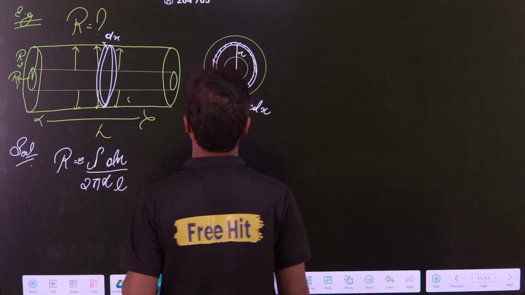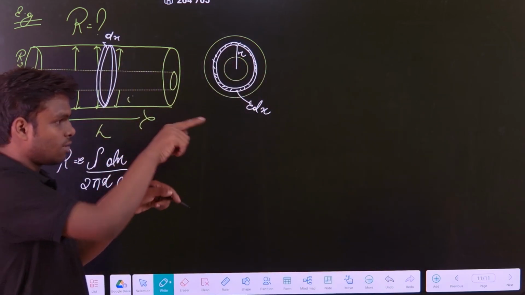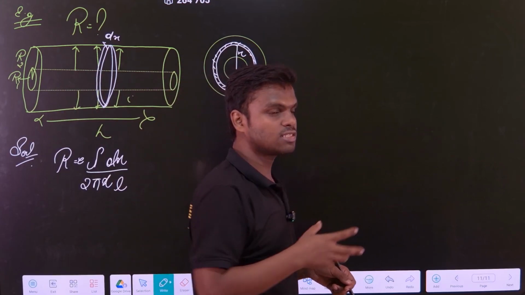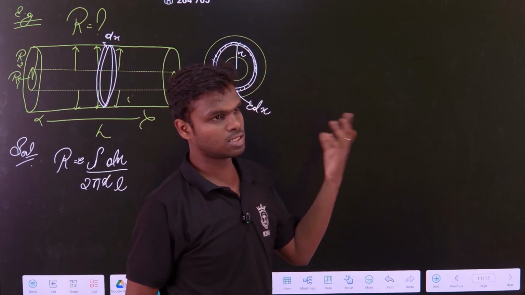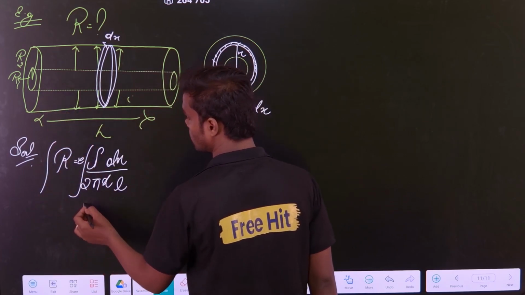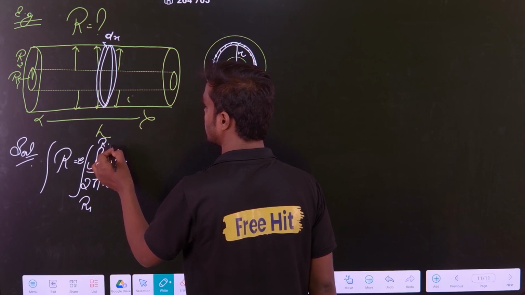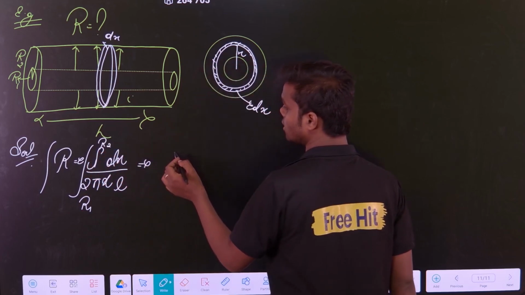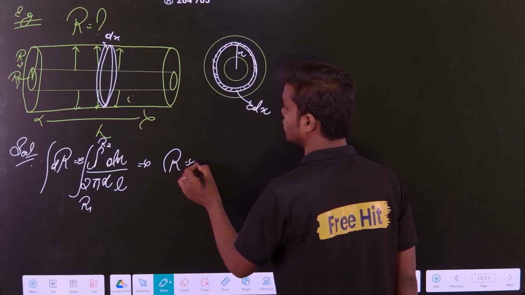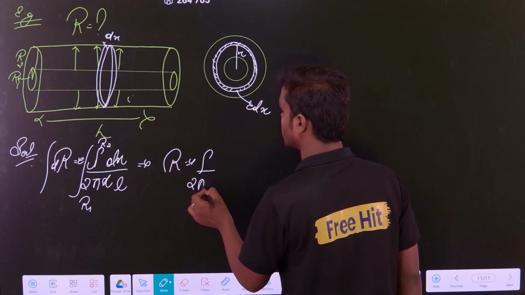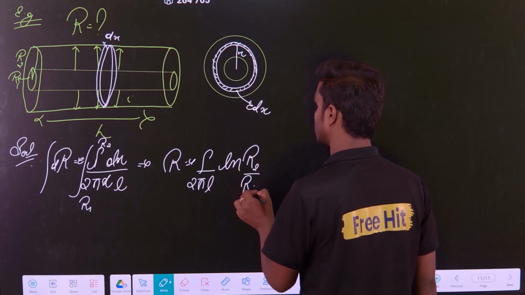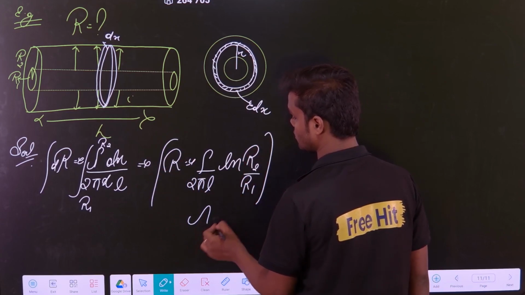Now what you have to do? Now you try to think. I will cut this number of strips, and the current through every strip is same. So it is a series combination or parallel combination? Obviously series combination. Just integrate it. What will be my limit? From R1 to R2. If you integrate, what you will get? This is a small resistance dr. So it will become capital R is equal to rho 2 pi L into ln R2 by R1. This is my resistance.